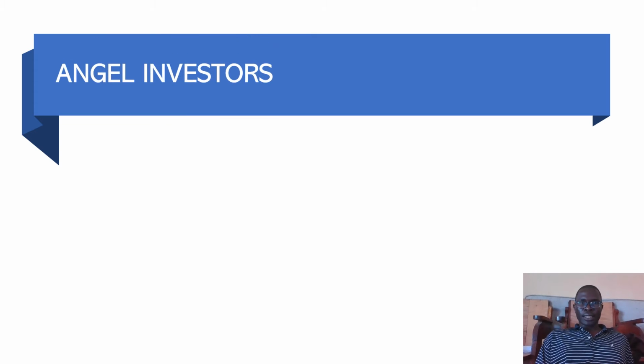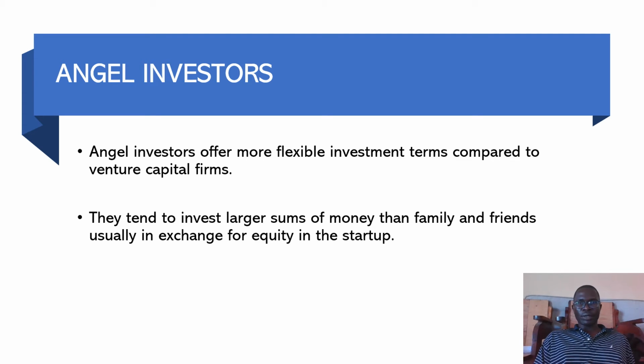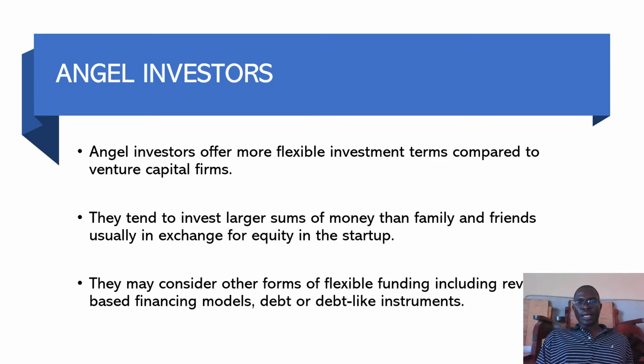The next one is angel funds, or the angel investors. Angel investors offer more flexible investment terms compared to venture capitalists. They tend to invest larger amounts of money than family and friends, usually in exchange for equity in the startups. They may also consider other forms of flexible funding, including revenue-based financing models, debt or debt-like instruments. In most cases, they bring in seed capital at the beginning of a startup, and the reason it is referred to as angel funds is that these people invest at very high risk. Startups are always very high risk, but when they get interested and see that they are able to double their income and get feedback, definitely they will provide you the source of income rather than just the source of capital.